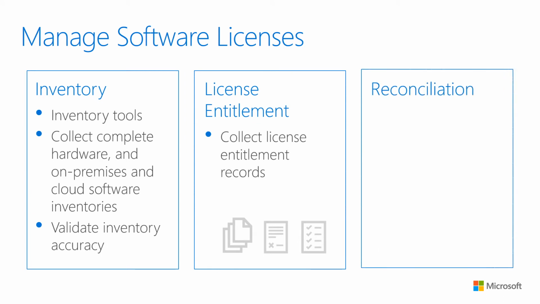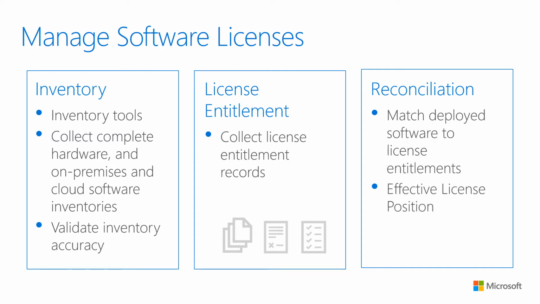And the final part of this module brings these together, of course, with reconciliation, where we've got a picture of what's deployed and what an organisation is entitled to, and we can match these to produce a report such as the effective licence position, which will give a view of where the organisation is under-licensed and non-compliant, or over-licensed and perhaps wasting money on unnecessary software purchases.